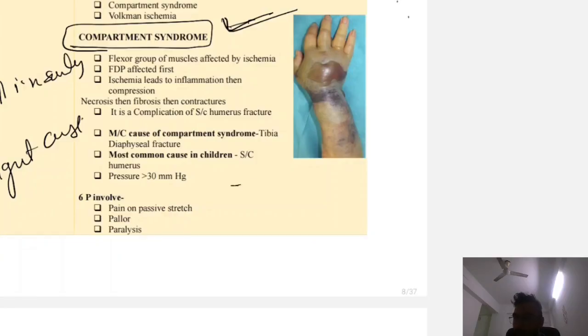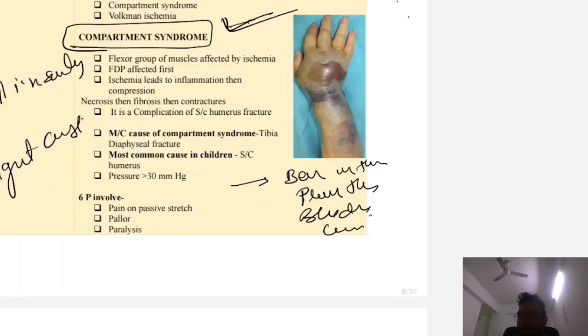Now what happens? Because of increase in pressure in the compartment, it compresses the blood vessels, so it leads to ischemia. The flexor group of muscles is affected by ischemia. FDP, flexor digitorum profundus, is the first muscle affected because it is a bulky muscle. Compression of blood vessels causes ischemia, which leads to inflammation, then compression, then necrosis, then fibrosis, and ultimately it leads to contractures.